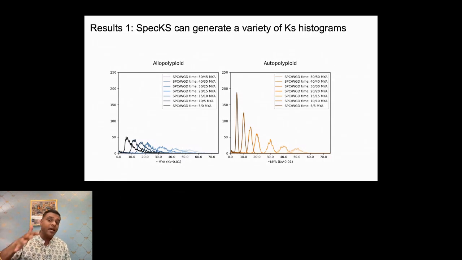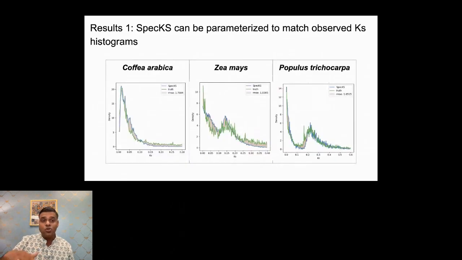So yes, indeed, they have very different shapes, which means we can actually utilize these to fit to existing species. So for instance, here I fit these to coffee, corn, and poplars. And you can see that the simulations are able to recapitulate the actual shapes of the observed histograms from whole genomic data from across a variety of different species. We've now done that for hundreds of species as well.